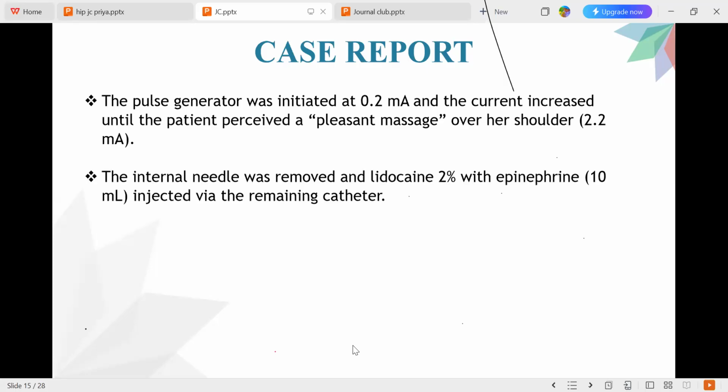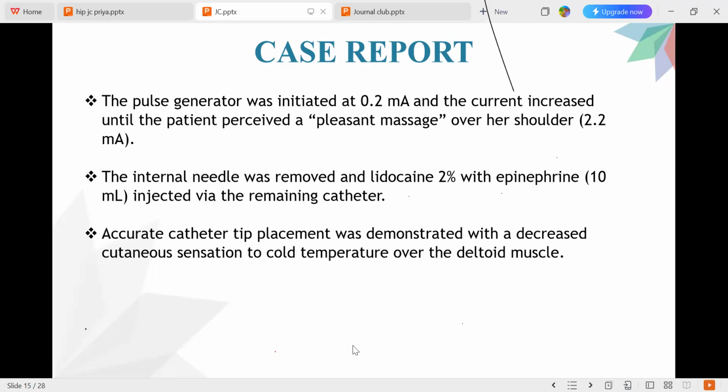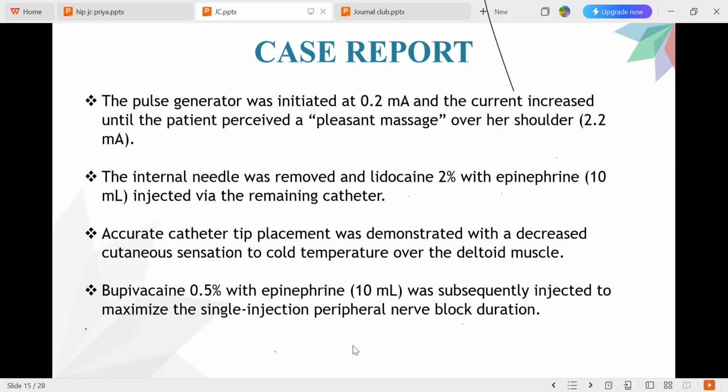Then the internal needle was removed, and lidocaine 2% with epinephrine 10 ml was injected via the remaining catheter. Accurate catheter tip placement was demonstrated with a decreased cutaneous sensation to cold temperature over the deltoid muscle. And to prolong the duration of analgesia, bupivacaine 0.5% 10 ml was subsequently injected.